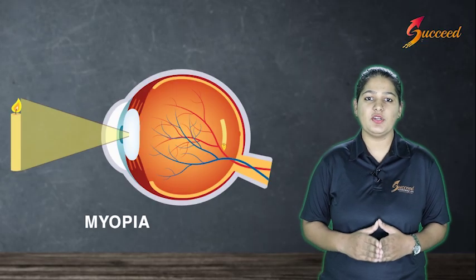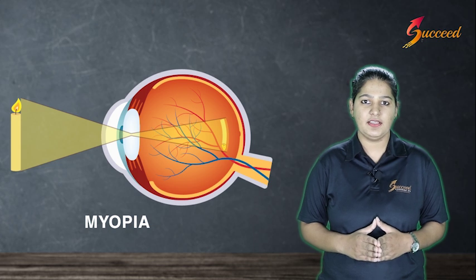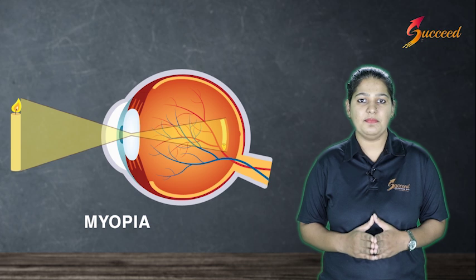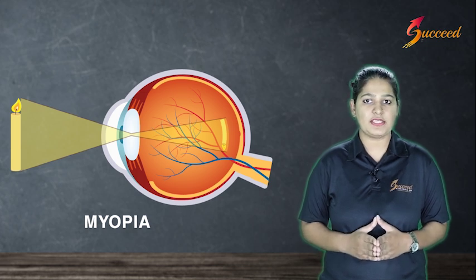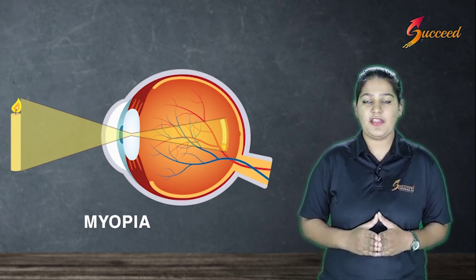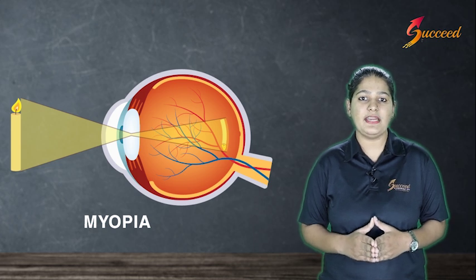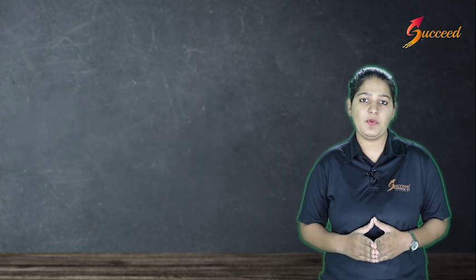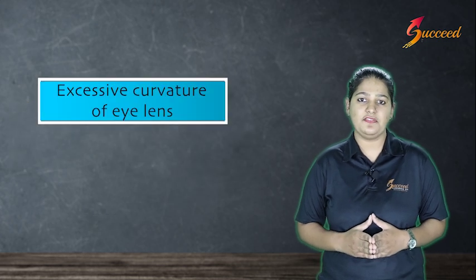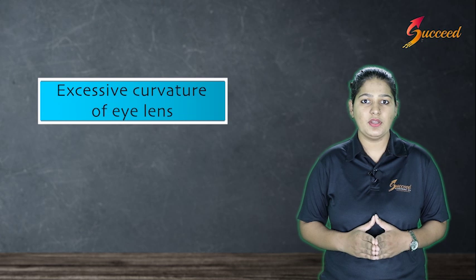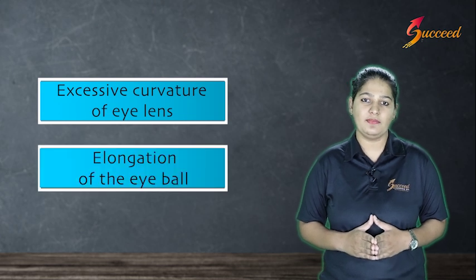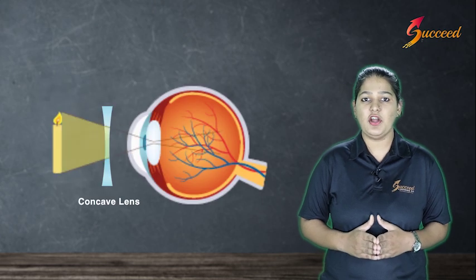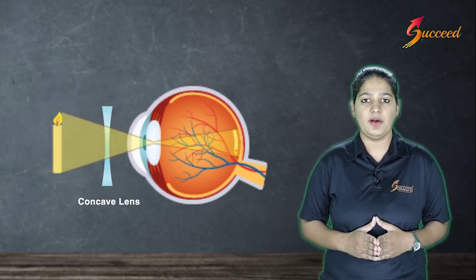This defect is also called as nearsightedness. In this defect, the person is able to see the nearby objects clearly but is not able to see the far objects. In this defect, the image is formed in front of the retina. The causes of this defect include number 1, excessive curvature of the eye lens. Number 2, elongation of the eyeball. The correction of this defect include usage of concave lens of suitable power.